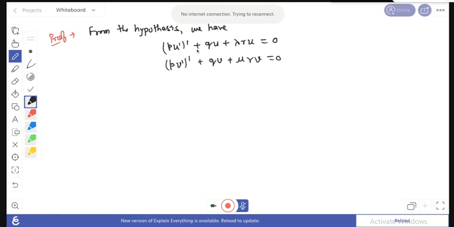OK, and from these two, if we multiply here by v, and here we multiply by u, and subtract these two, which implies that we get lambda minus mu, and this product is r u v, so this is lambda minus mu times r u v.